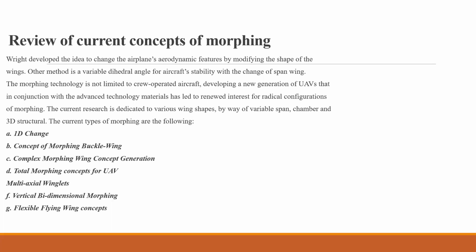Coming to the review of current concepts, the Wright brothers. We know that the Wright brothers developed the first aircraft which has flown, and it was made of wood. Wright developed the idea to change the airplane's aerodynamic features by modifying the shape of the wings. So there are different types of wings we can see here. We have tapered wing, rectangular wing, flat wing, and different types of wings can be made by different types of airfoils, forward swept and backward swept, dihedral angle and anhedral angle, and elliptical wing.